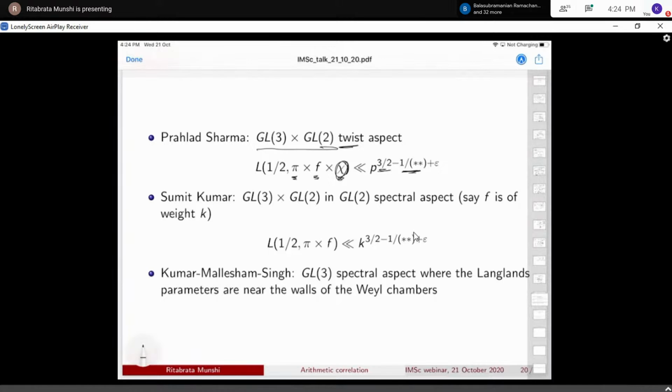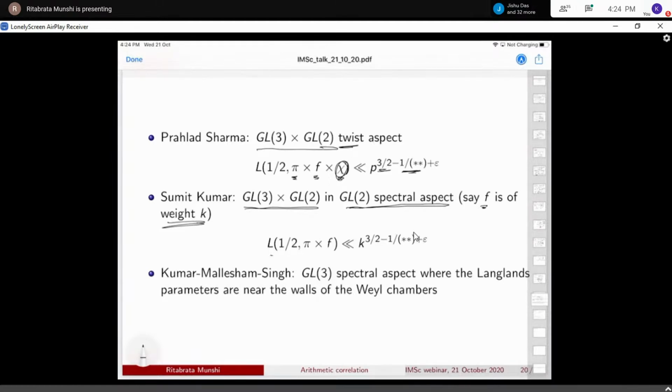My other student, Kumar, he's looking at, or has already written this. Sharma has also finished writing this. These are already on the arXiv. So he looks at GL3 times GL2, and the GL2 spectral parameter varies. Okay, so for example, you can assume that the GL2 part is a modular form f of weight k, where k is going to infinity.